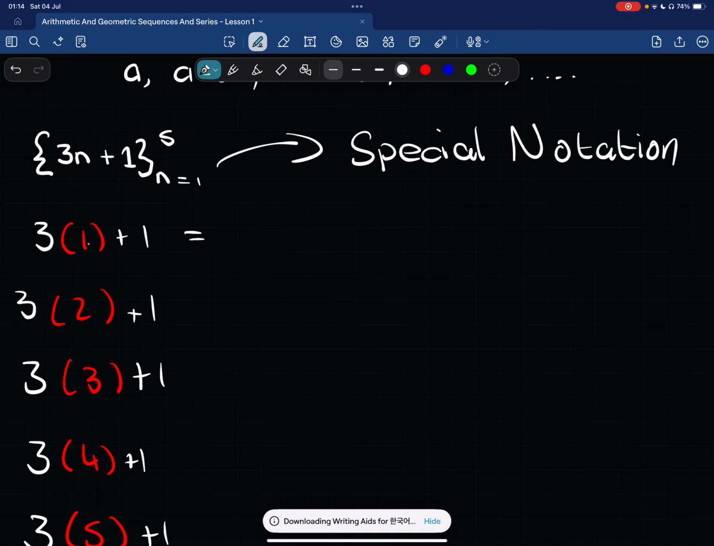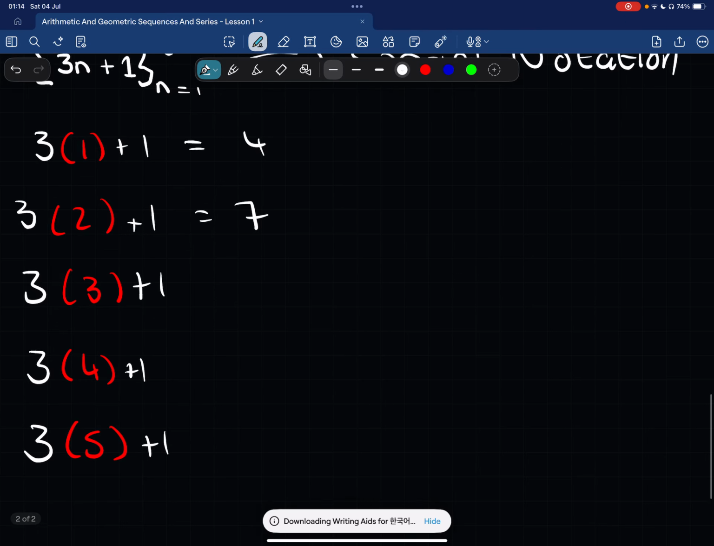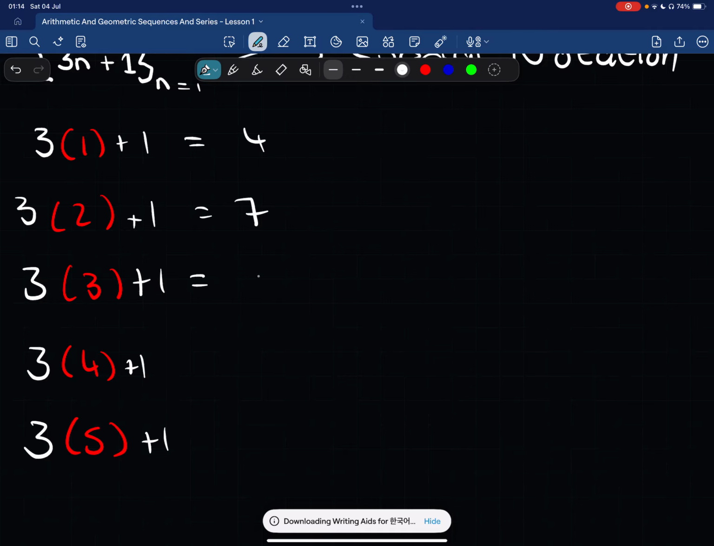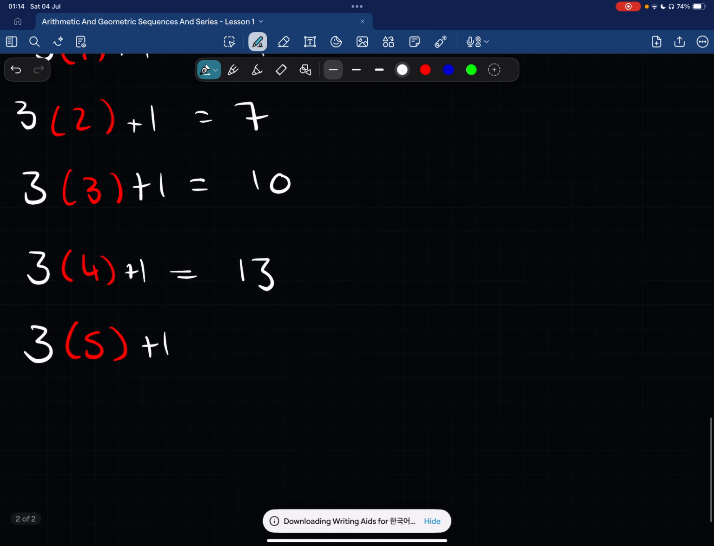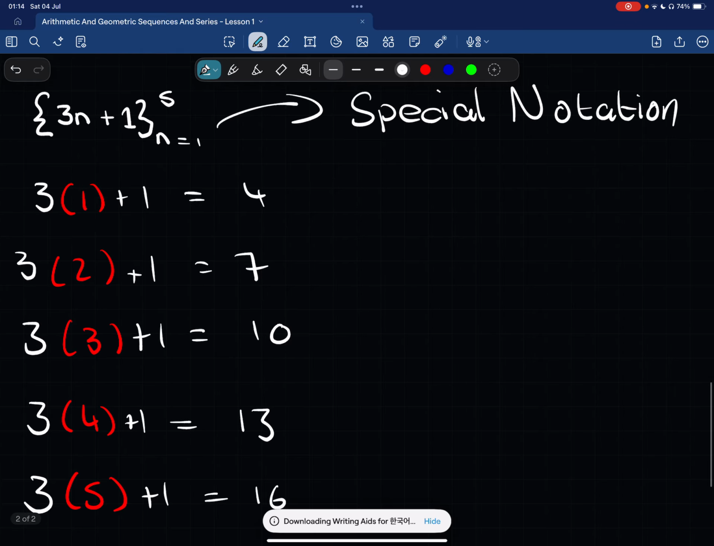So 3 times 1 is 3 plus 1 is 4. 3 times 2 is 6 plus 1 is 7. 3 times 3 is 9 plus 1 is 10. 3 times 4 is 12 plus 1, which is 13. And then 3 times 5 is 15 plus 1, which is 16. So this is our sequence.